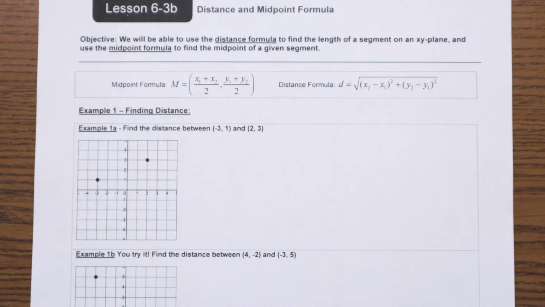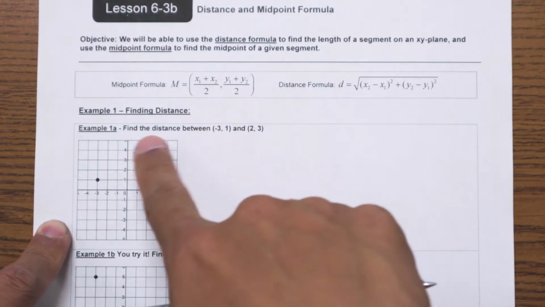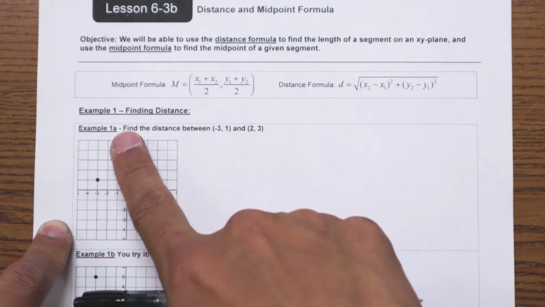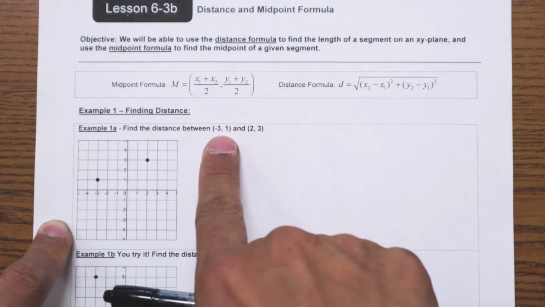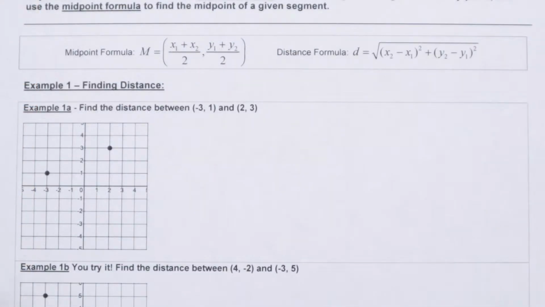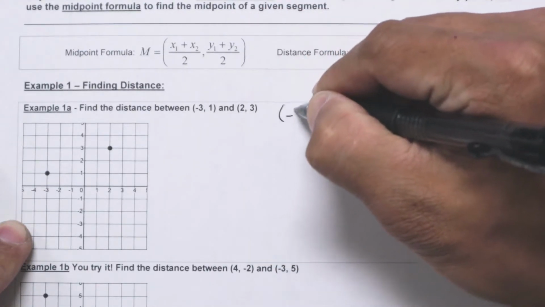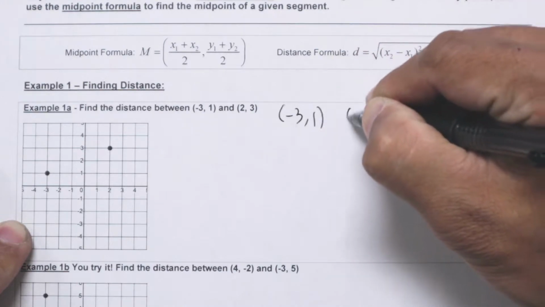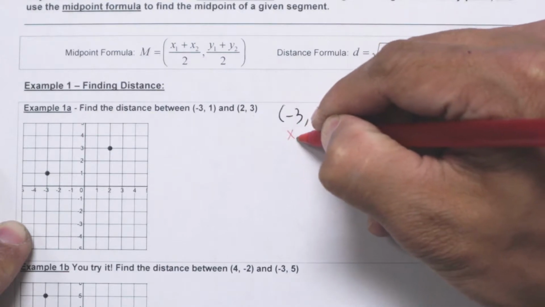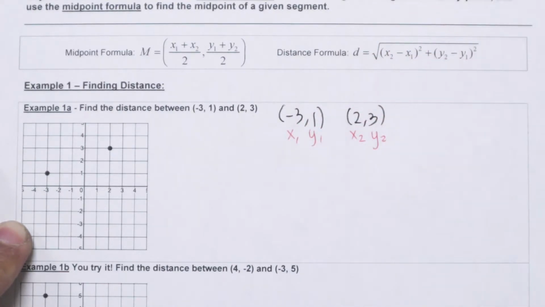So let's take a look at 2 methods of finding the distance between 2 ordered pairs in example 1. In example 1a, it says find the distance between -3, 1 and 2, 3. To find the distance, you first label the ordered pairs, -3, 1 and 2, 3. The first ordered pair is going to be your x sub 1, y sub 1, and then your second ordered pair is going to be x sub 2, y sub 2.